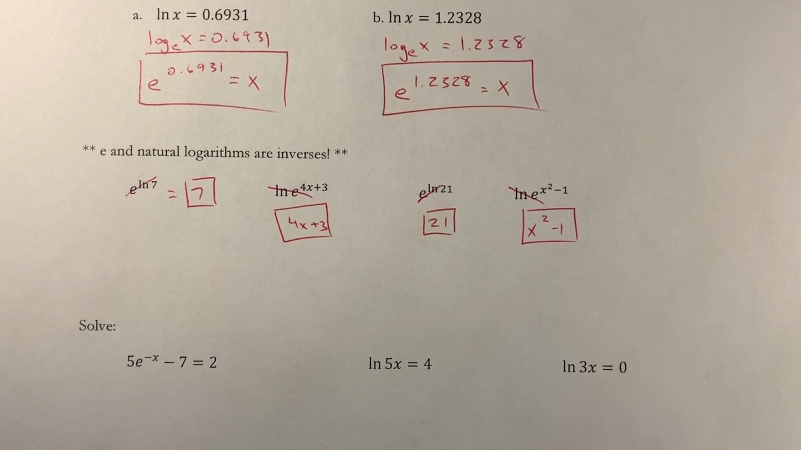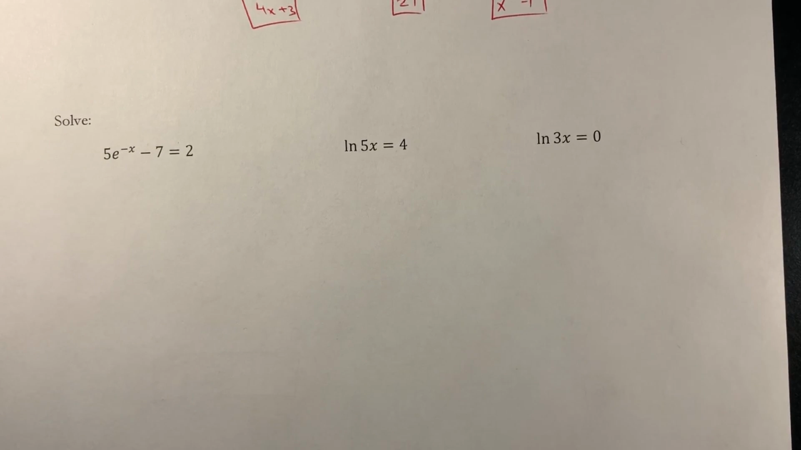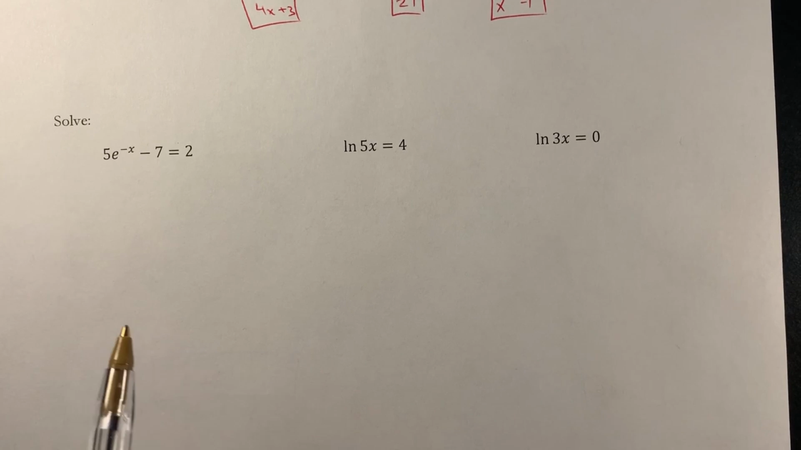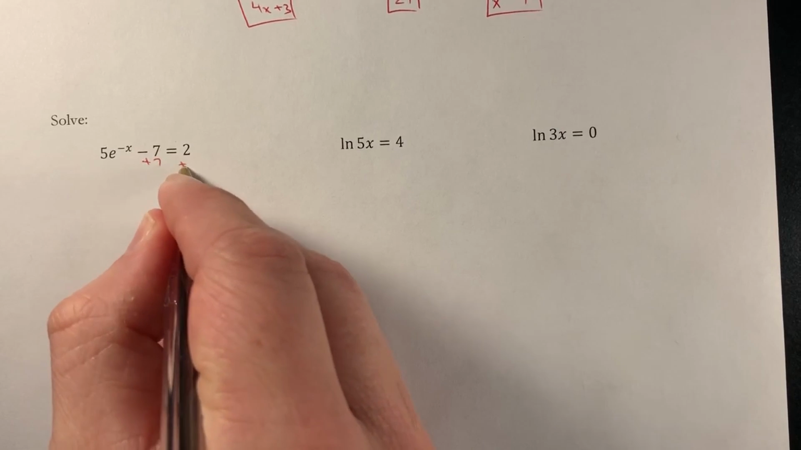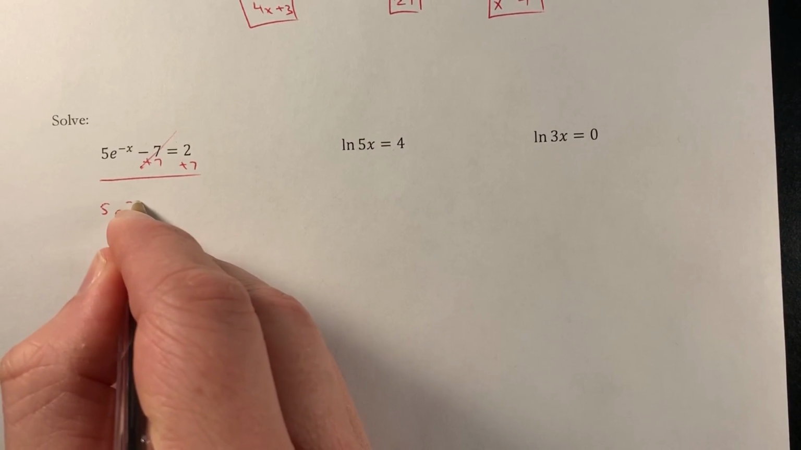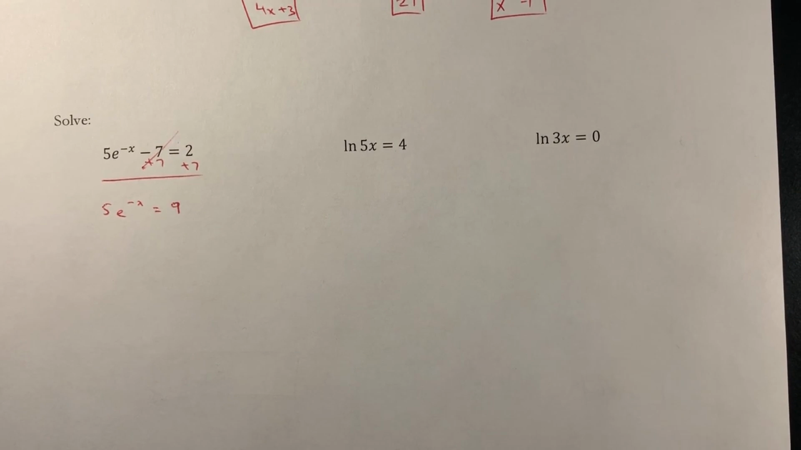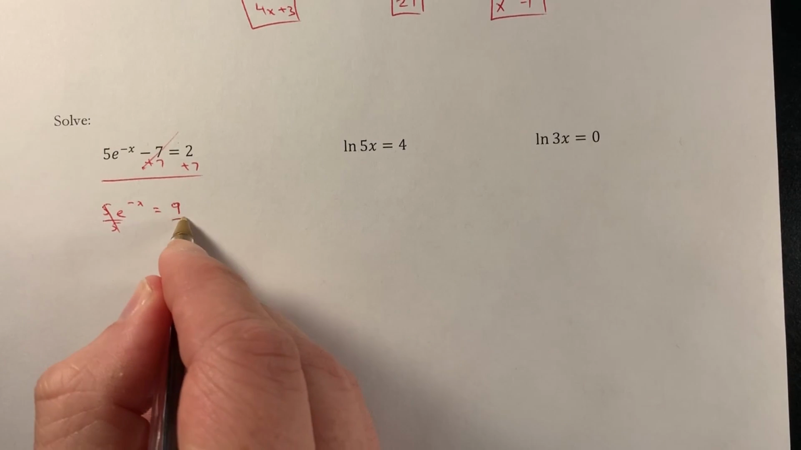Okay, so when we solve equations doing inverse operations, we can use e and natural log to cancel each other out. So our first equation: 5 times e to the negative x power minus 7 equals 2. So we're going to do some inverse operations first to get this e to the negative x by itself. So we're going to add 7 to both sides. So we get 5 times e to the negative x equals 9. Okay, then we're going to divide both sides by 5.